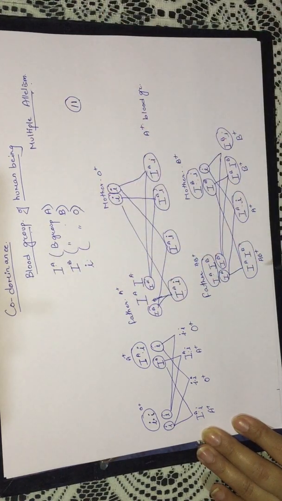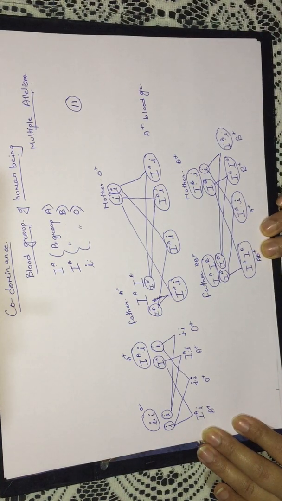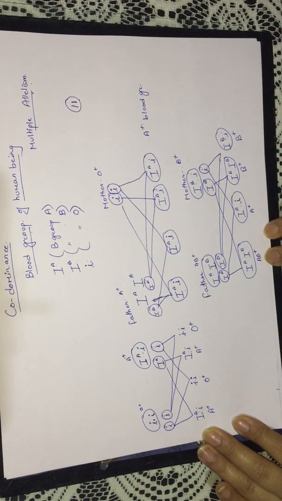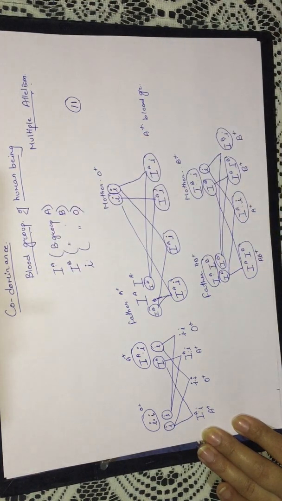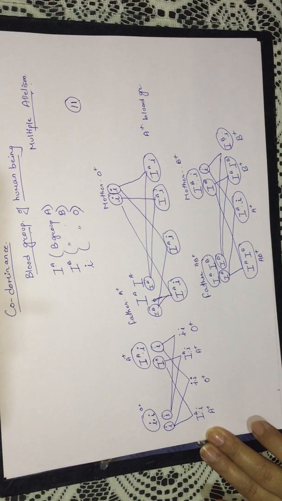So codominance means the phenomenon where both of the factors dominate completely, and neither factor is recessive. As a result, in the progeny, both of these alleles are expressed. So we see this phenomenon of codominance in AB positive blood grouping. So this is all about codominance. I hope you understood. Thank you.